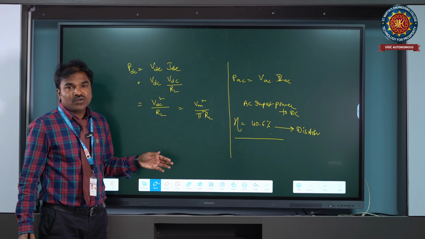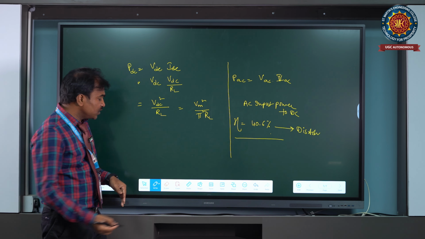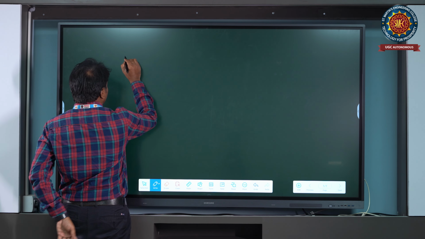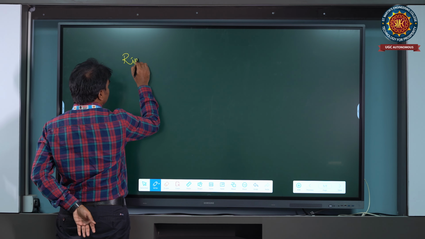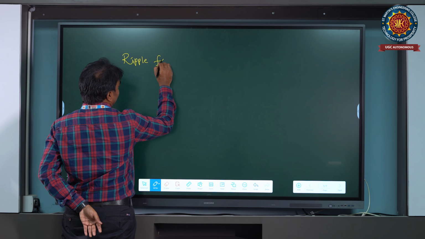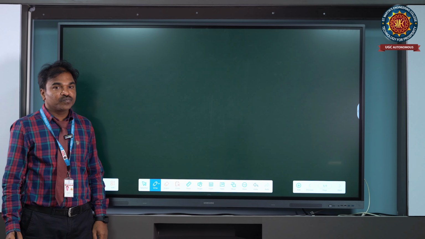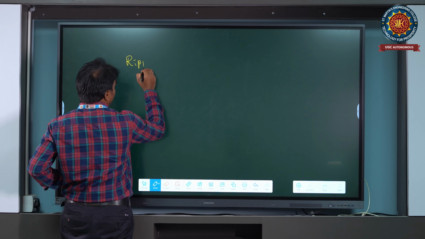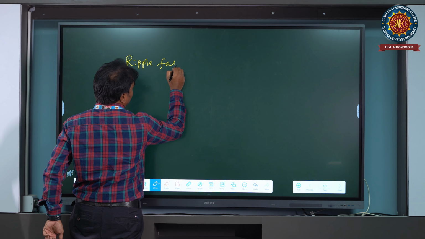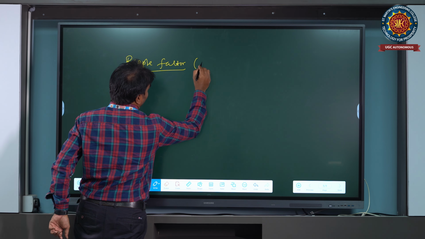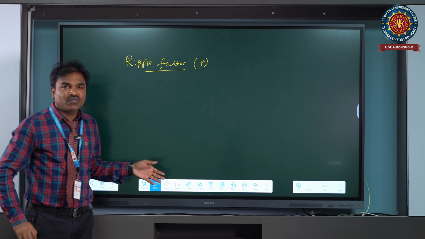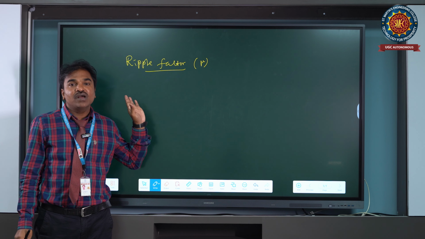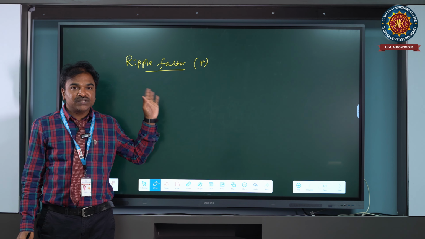Okay. Now coming to the ripple factor. What is meant by ripple factor? It means how much unwanted AC components are present in the output. How to calculate the ripple factor of the half wave rectifier?